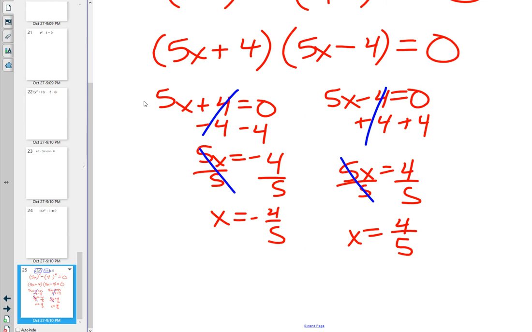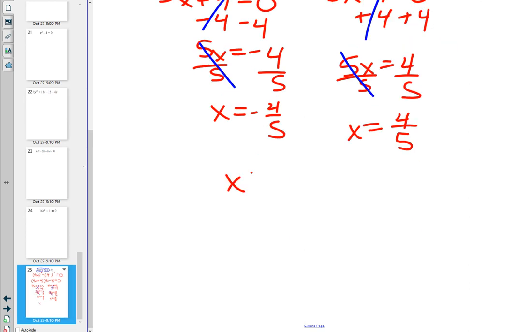And if you wanted to write your original solution set, you could write x could be negative 4 over 5, comma, 4 over 5. That's perfectly fine with me. But especially if it's multiple, another way to write this is you just write the 4 over 5 one time and you stick a plus or minus in front of it. If you ever see that, that does not mean that there's one solution. That just means that there's two solutions. One is positive 4 over 5. One is negative 4 over 5.